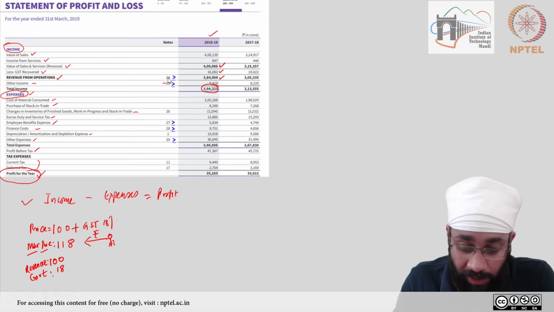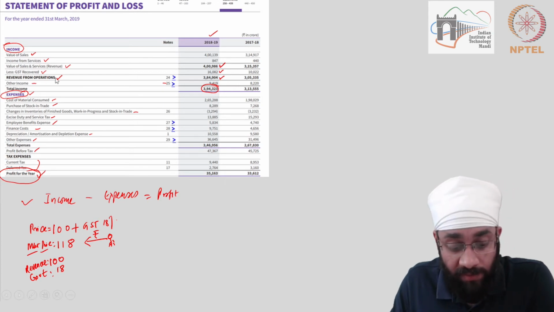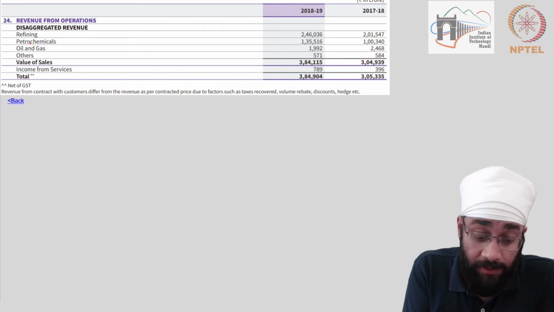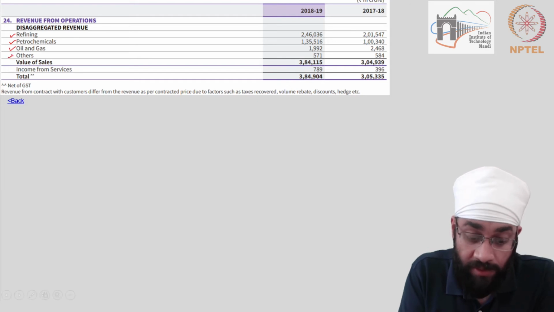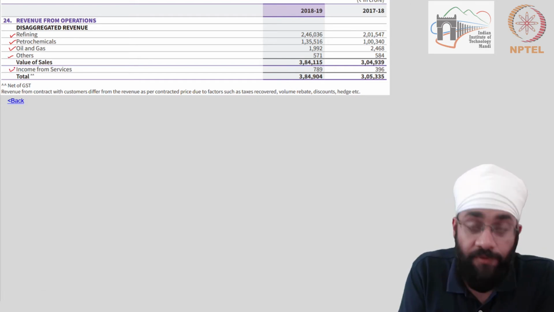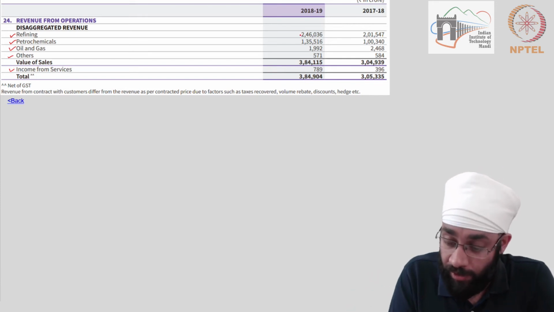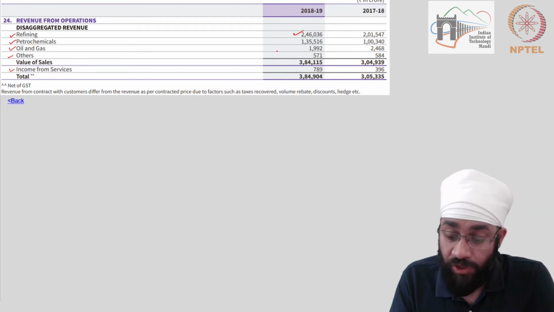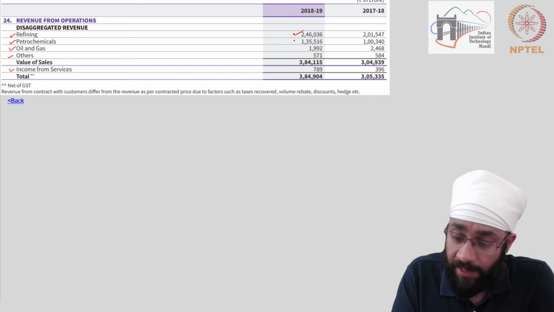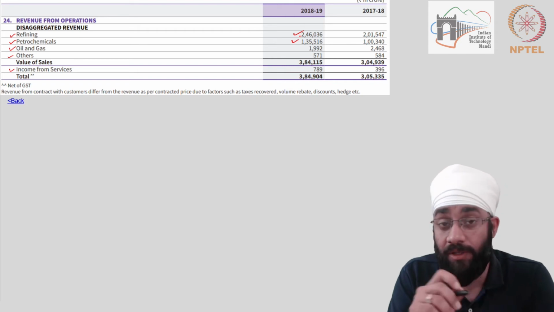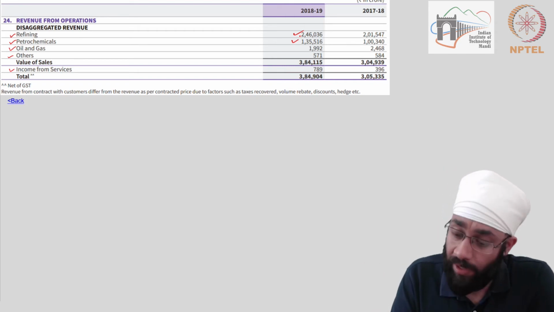Let's go to note number 24 to see where the revenue from operations is coming from. So revenue from operations is coming from refining, petrochemicals, oil and gas, and others. And there is income from services as well. Reliance is a diversified company. The majority of income comes from the refining operations of the crude oil. Then there is petrochemicals. Reliance also exports. They are actually among the top exporters of some of the petrochemicals.